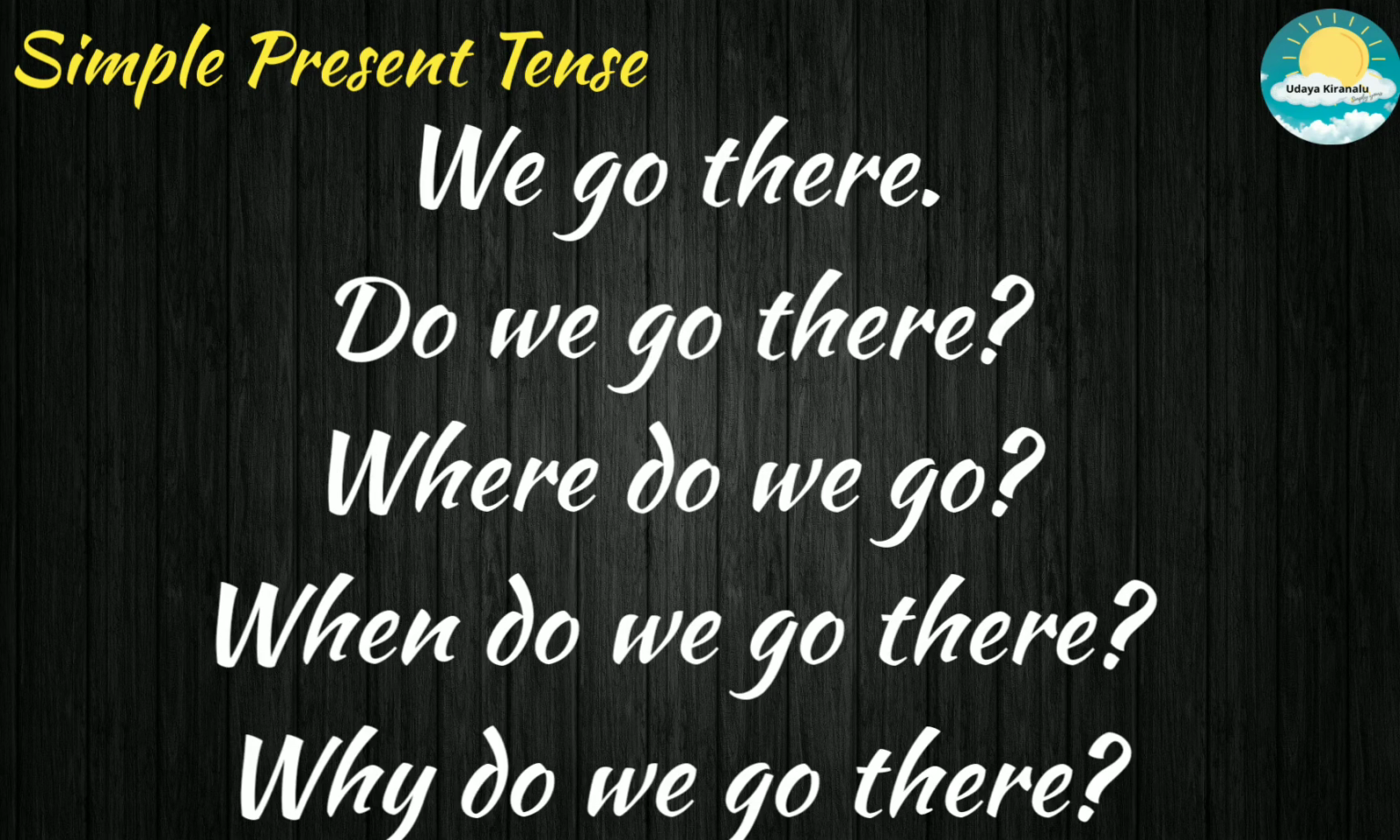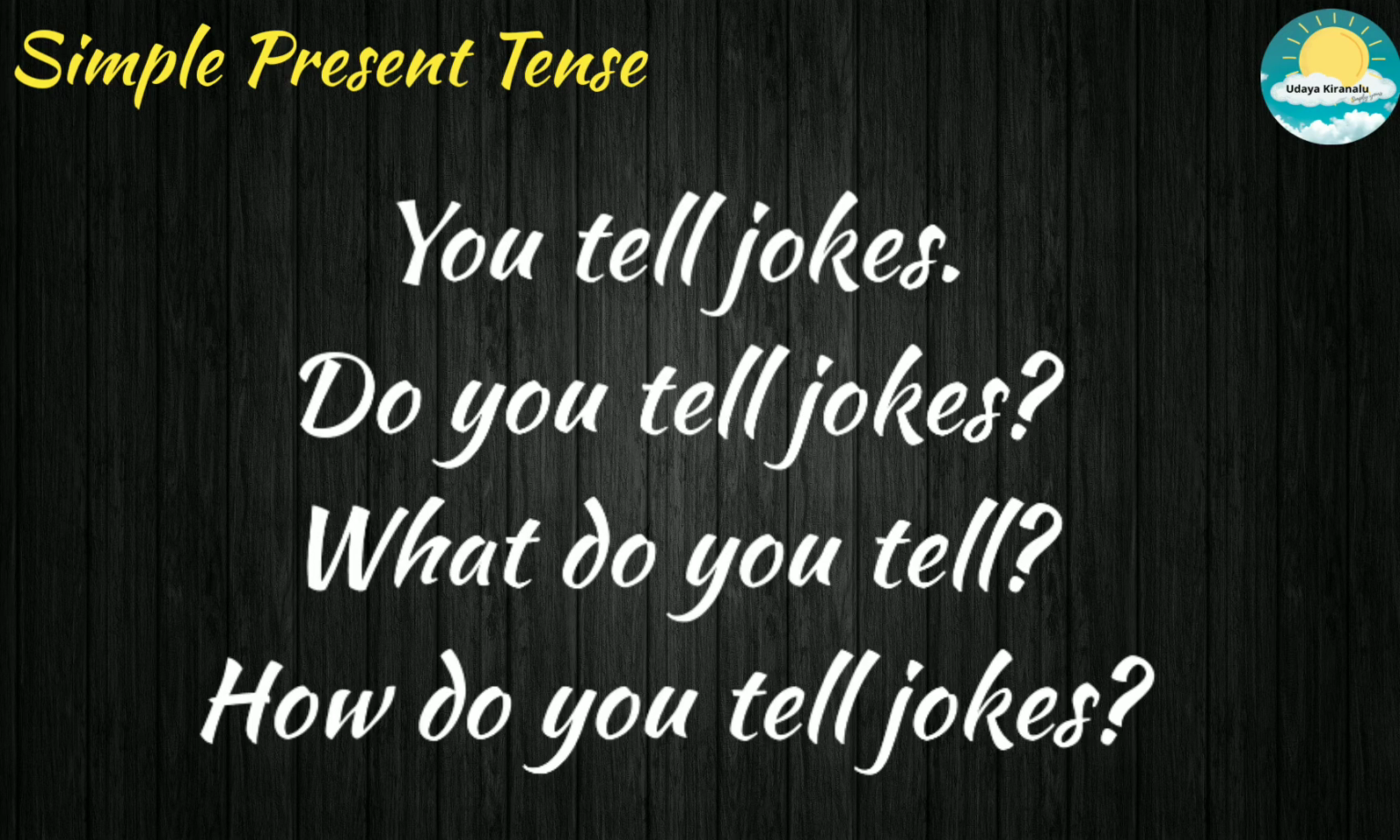Next sentence, we go there. The yes-no question is, do we go there? The WH questions, where do we go? When do we go? And why do we go there? Now, using the second person pronoun, let's make some questions. The example sentence is, you tell jokes. The yes-no question is, do you tell jokes? And the WH questions are, what do you tell? And how do you tell jokes?